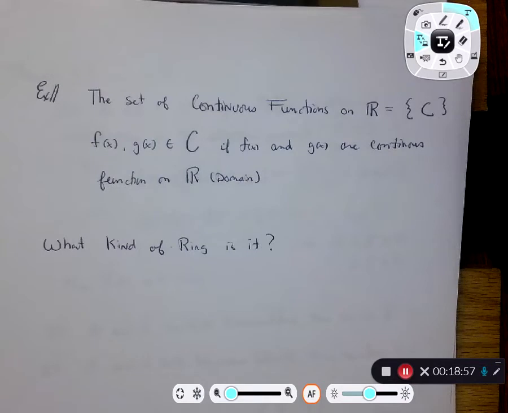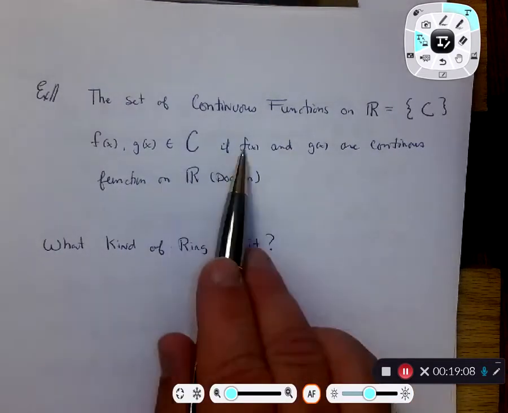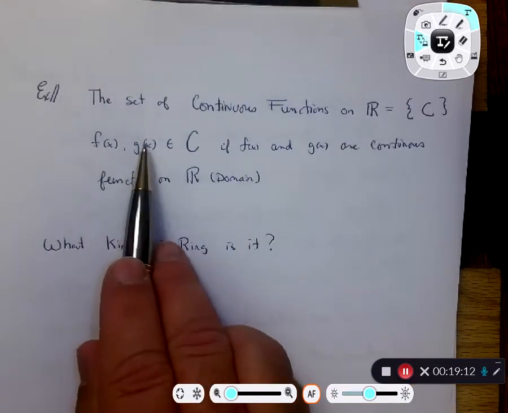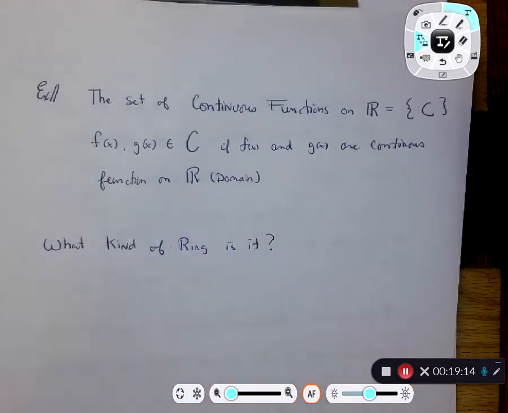So what kind of ring is it going to be? Well, a lot of people think it's going to be a field. Well, let's see here. Could it possibly be a field? Let's pick it up here. It's going to be a commutative ring. It is a ring. It's got all eight properties. It commutes because f of x times g of x is the same thing as g of x times f of x. So it's a commutative ring.